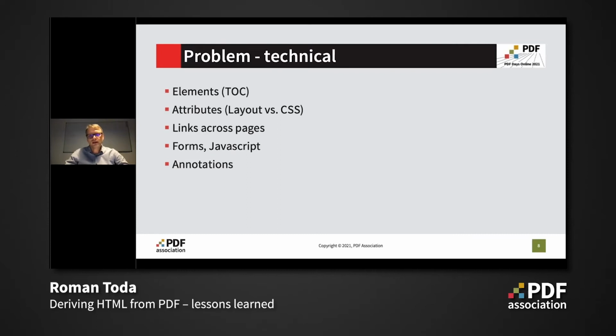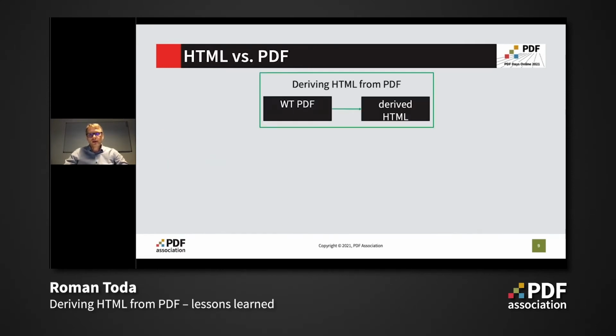Interestingly, PDF/UA requires that every link has to be tagged, but header and footer are considered artifacts. So what if different requirements contradict? What to do with links across pages? In PDF, there might be two links, one on each page. And another big chapter is the derivation of AcroForm and JavaScript, and of course, annotations.